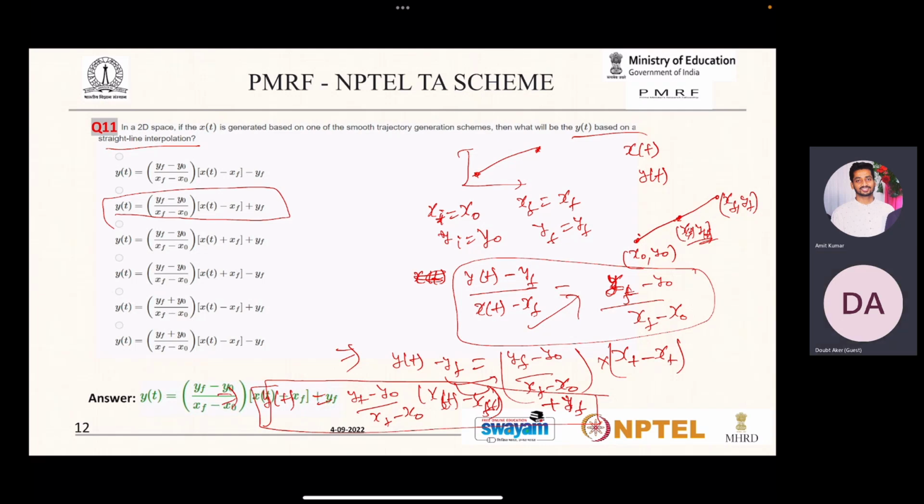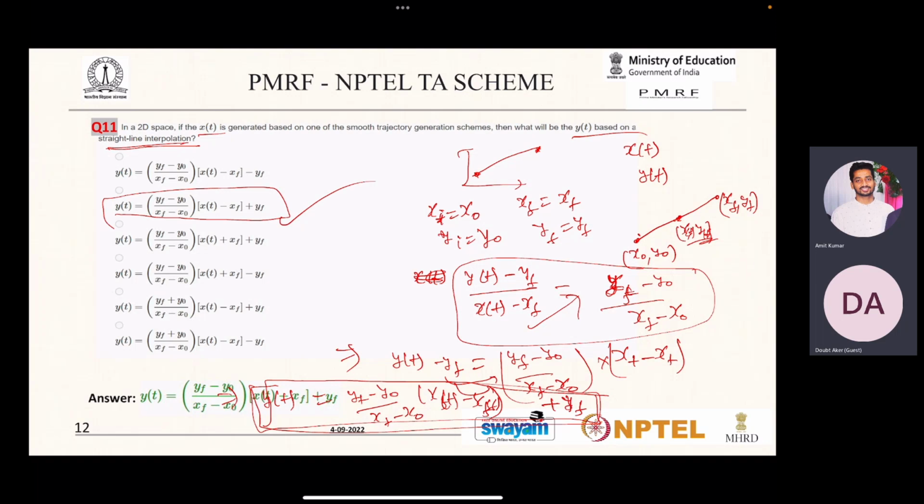And this we have found using the straight line interpolation, or rather by writing the straight line equation. As xt is given, we can similarly find a yt, which is nothing but this one, right? So this is the correct answer.